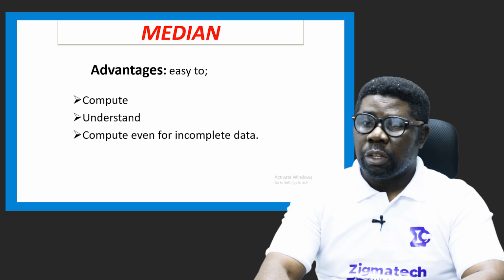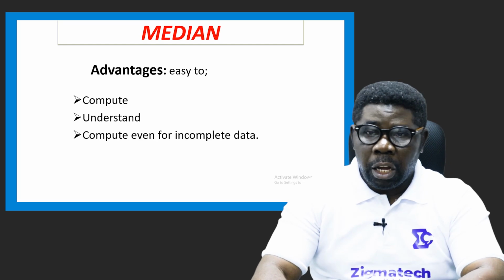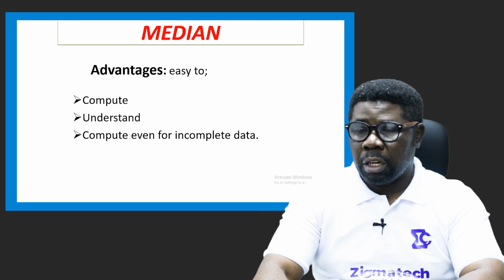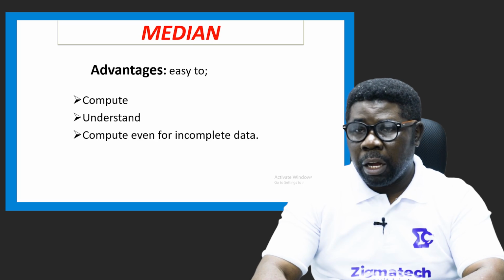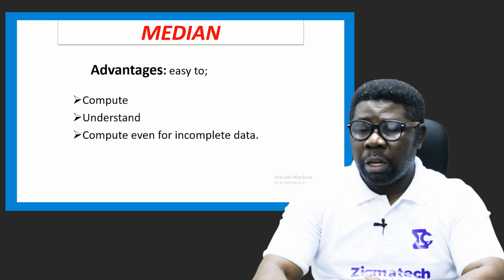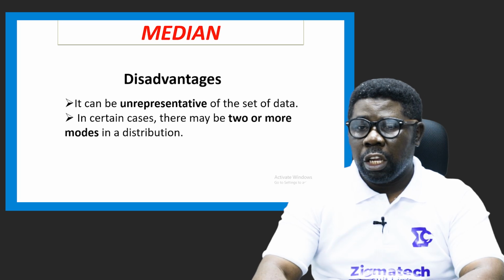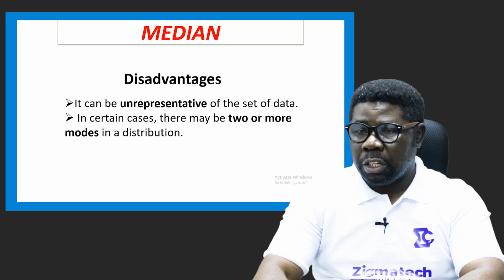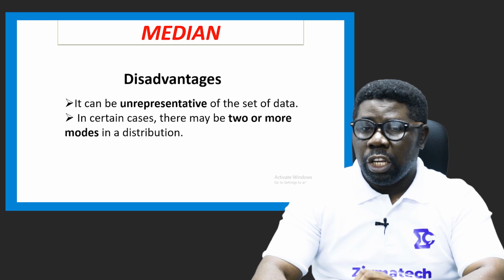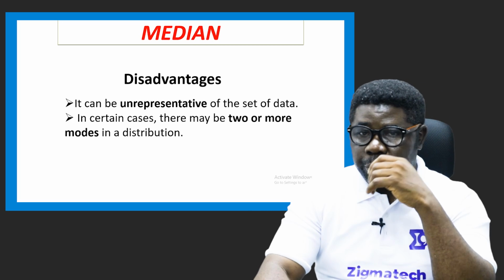The median is easy to compute. It's easy to understand and easy to compute even with incomplete data. Like I said, if it's an odd number, the center one is your median. If it's an even number, you divide the two center numbers to give you your median value. It can be unrepresentative of the set of data. That's one of the disadvantages of the median. It can be unrepresentative of the set of data in a distribution.